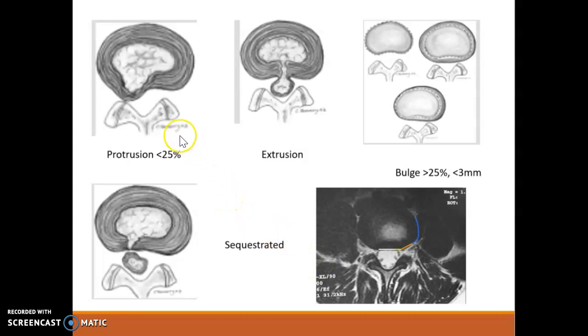Looking at discs, you're looking at disc protrusion, extrusion, and sequestration. This is just your disc classification. So you're looking to see whether or not there is any evidence of protrusion, extrusion, or sequestration of disc on the MRI scans themselves.